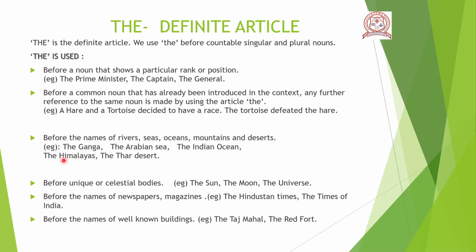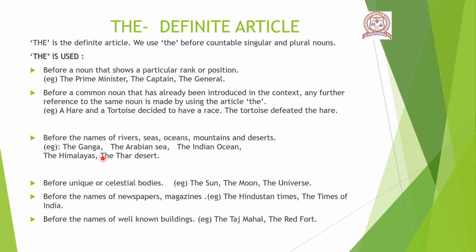The third point is before the names of rivers, seas, oceans, mountains, and deserts. I hope we have learned all this in 7th standard. We have done all this, but let me repeat to you. Before the names of rivers, seas, oceans, mountains, and deserts. Example, the Ganga, the Arabian Sea, the Indian Ocean, the Himalayas, and the Thar Desert.